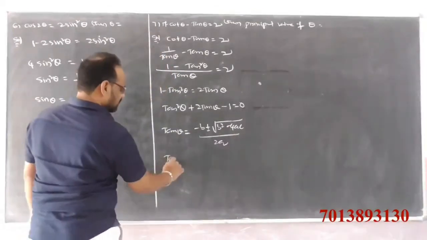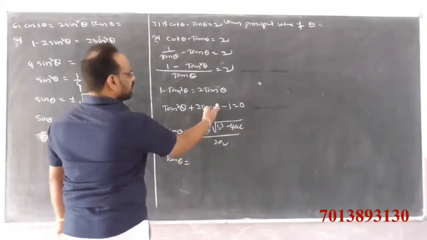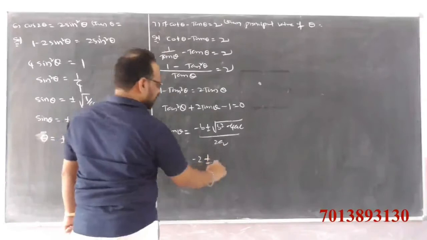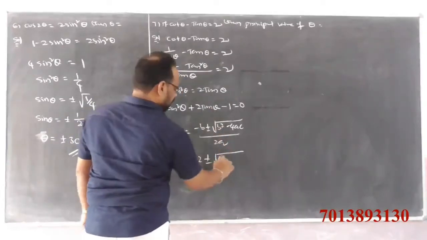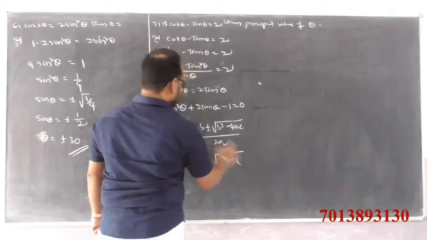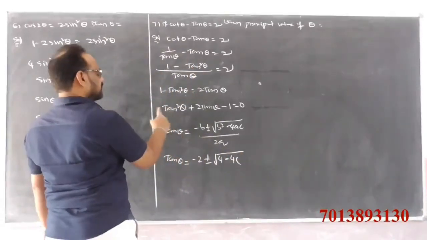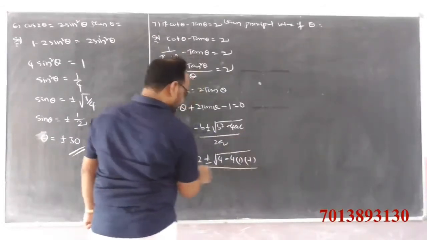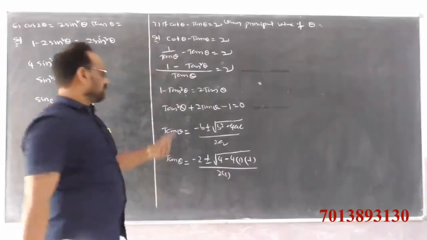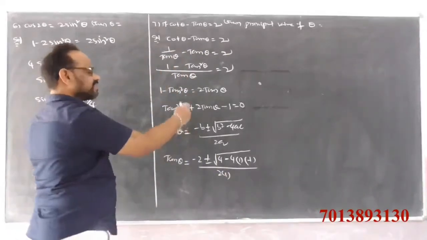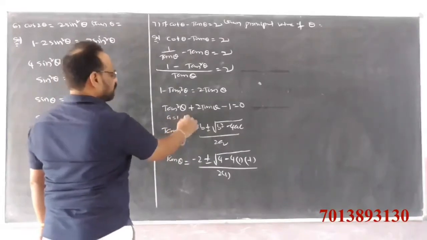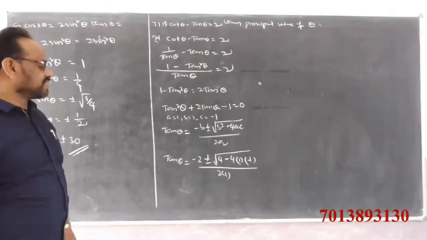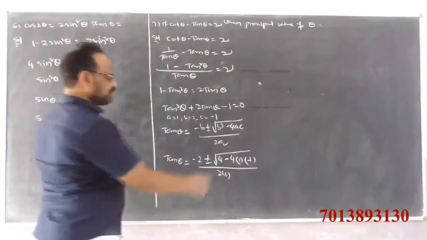So tan theta is equal to minus b. The b value here is clearly 2, so minus 2 plus or minus square root of b square, that is 2 square, minus 4ac, 4 into the coefficient of tan square, which is 1, into the c value, which is minus 1, all by 2a, that is 2 into 1. Comparing with ax square plus bx plus c, a is equal to 1, b is equal to 2 and c is equal to minus 1. If we substitute, we get tan theta equals minus 2 plus or minus square root of 4 minus 4 into 1 into minus 1, by 2.